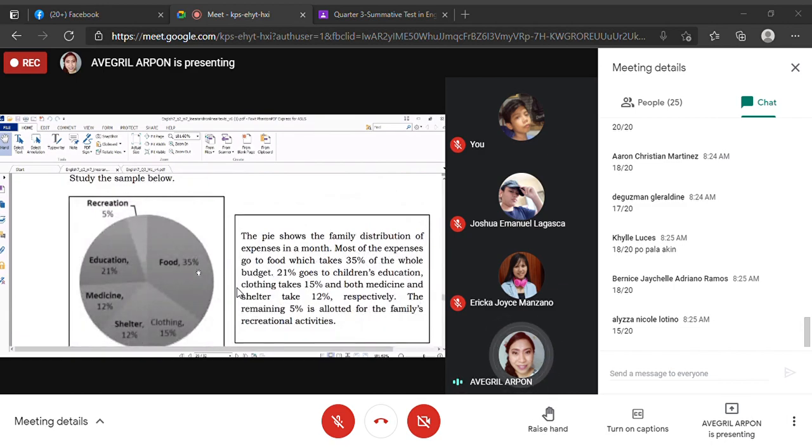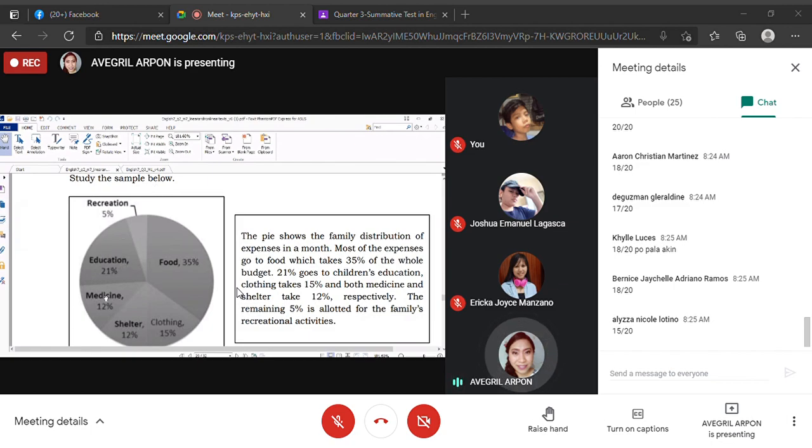Okay, so this is the example. Again, the pie shows the family distribution of expenses in a month. Most of the expenses go to food, which takes 35% of the whole budget. Then 25% goes to children's education. Clothing takes 15%. So again, this would be the interpretation or transcoding of information from nonlinear to linear text. Or for example, if you were given a linear interpretation, you're going to transcode it or interpret it using any kind of nonlinear text.